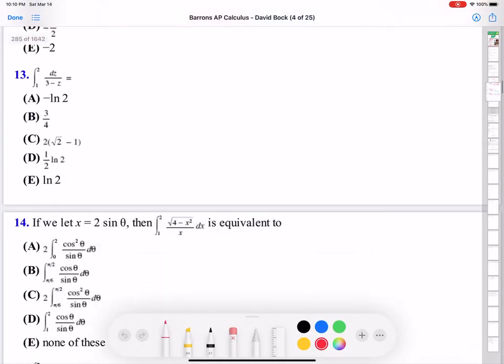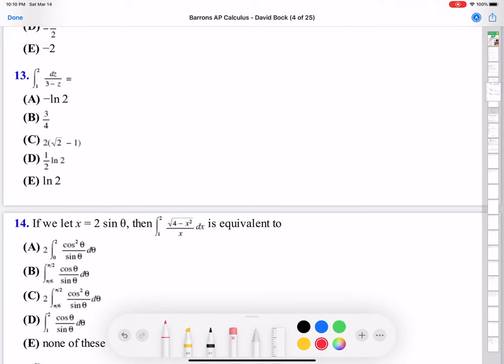Number 13 says integral from 1 to 2 dz over 3 minus z. So I'm going to change it a little bit. Integral from 1 to 2 of 1 over 3 minus z dz. And then I will let 3 minus z be u part. So there will be integral 1 over u. And then we can change dz to du. So 1 over the derivative of the u part, which is negative 1, right? Negative 1 times du.